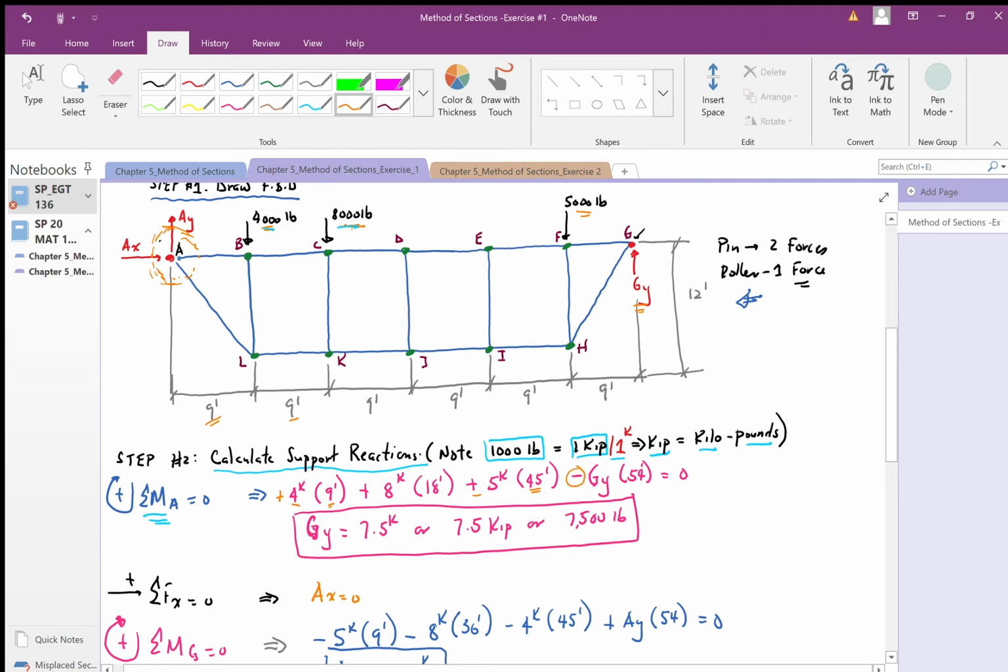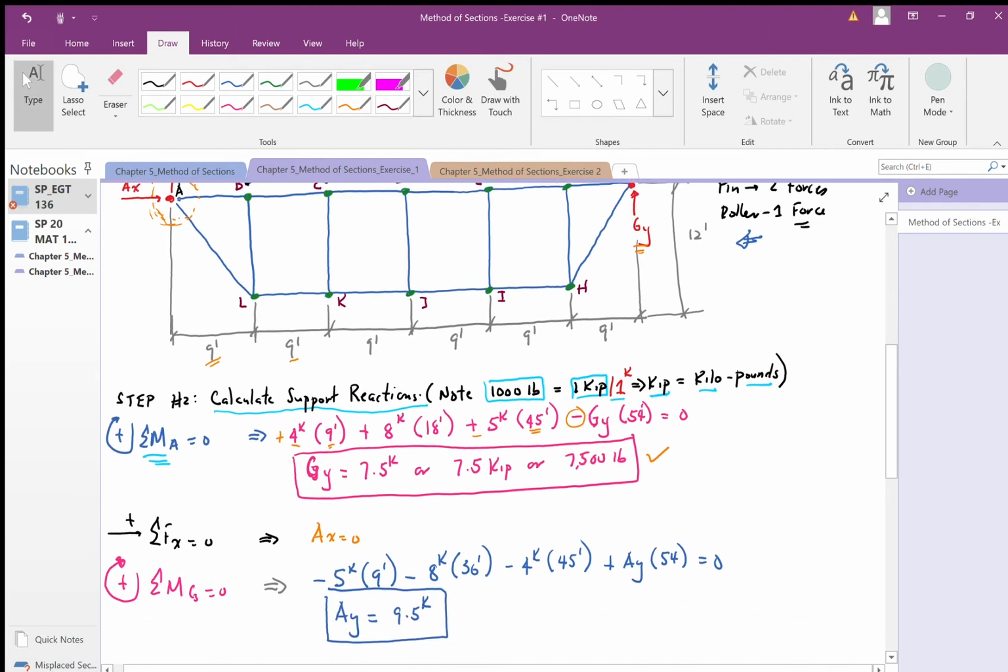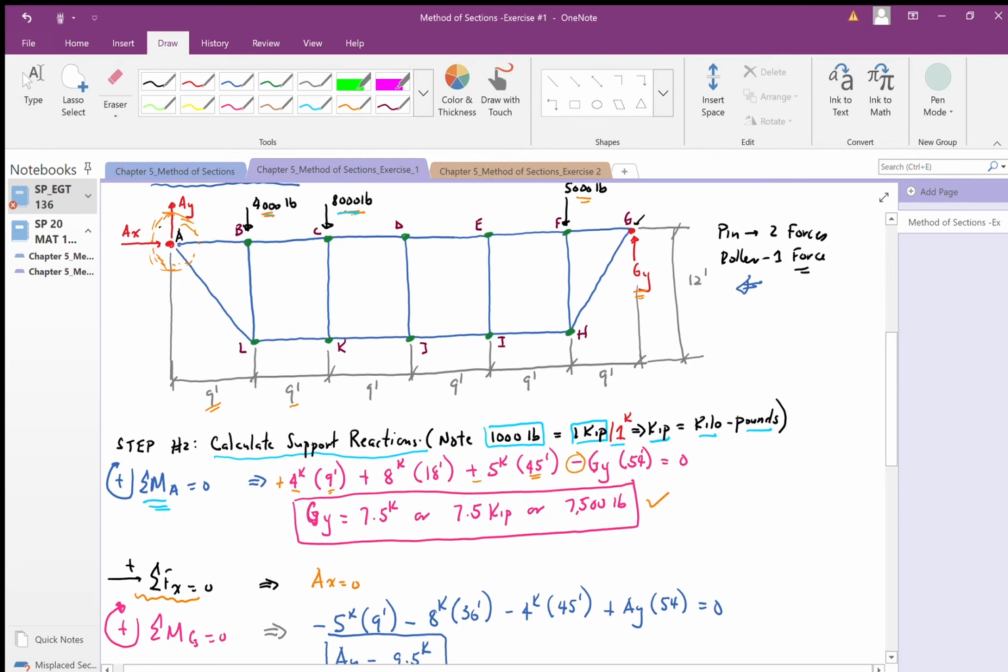When you do the math, this is typically what you get for the support reaction at G. Now, using another equilibrium equation, the sum of forces in the X direction, I can look at this structure and say there's only one force in the X direction, AX, and that equals 0, as you can see.